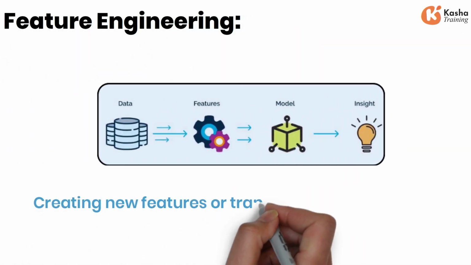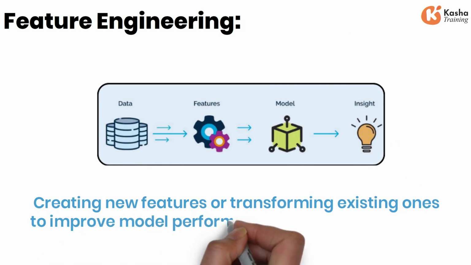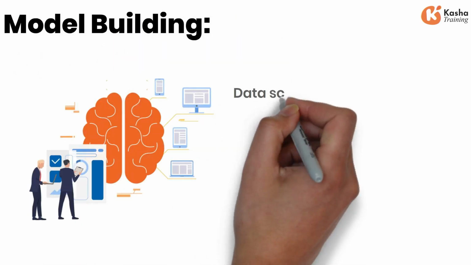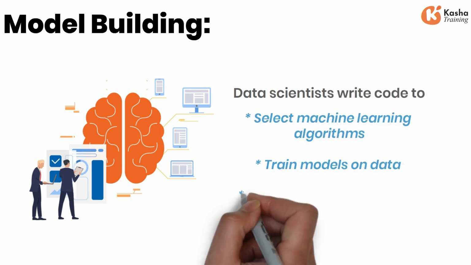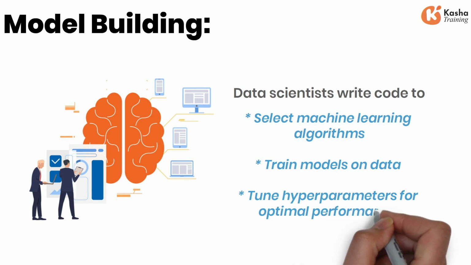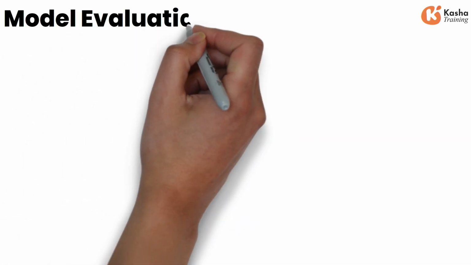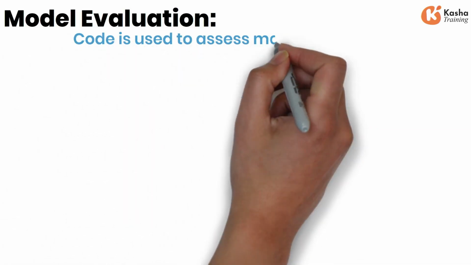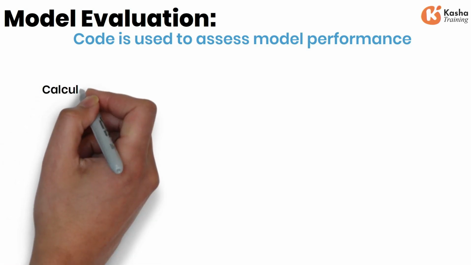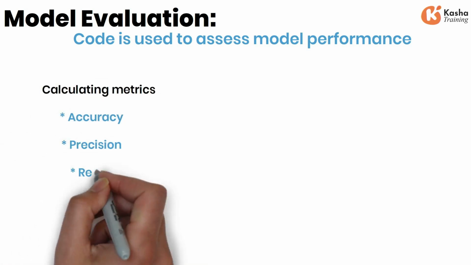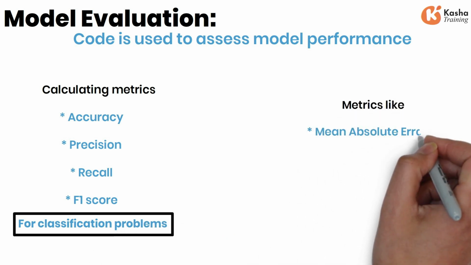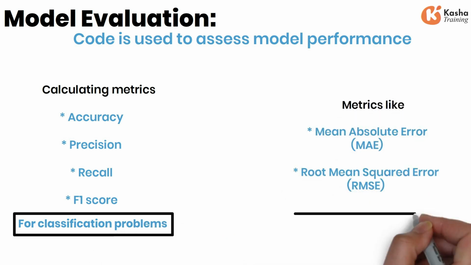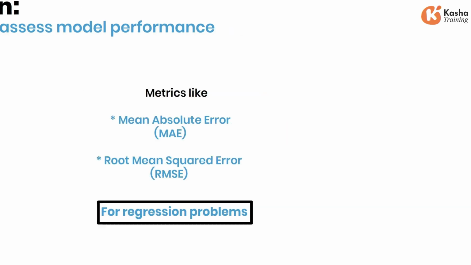Feature engineering. Creating new features or transforming existing ones to improve model performance often involves coding. Model building. Data scientists write code to select machine learning algorithms, train models on data, and tune hyperparameters for optimal performance. Model evaluation. Code is used to assess model performance, including calculating metrics like accuracy, precision, recall, and F1 score for classification problems or metrics like mean absolute error, MAE, and root mean squared error, RMSE, for regression problems.